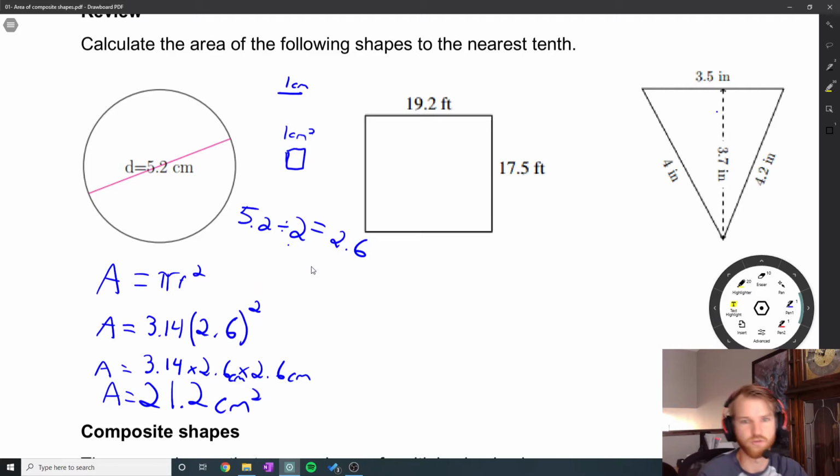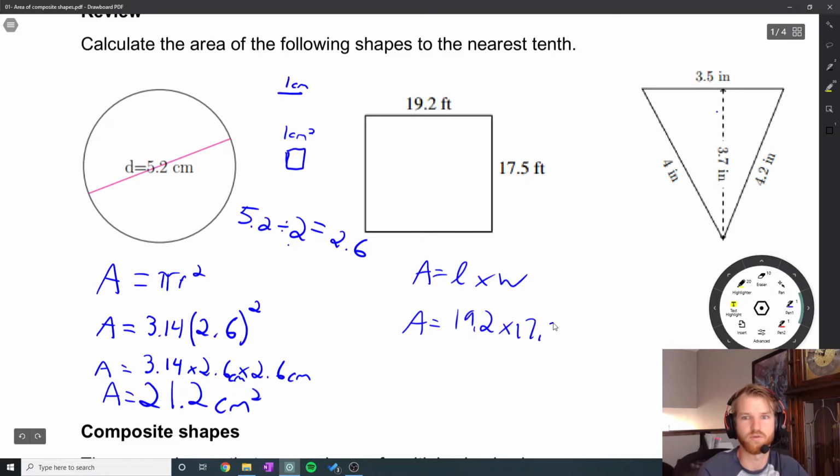Okay, so I went a little slow through that example. I'll go through faster on the next one. Okay, rectangle, the area is equal to length times width. And it doesn't matter which number you pick here. If you do this one first or that one first, it'll give you the same answer. So we're just going to say 19.2 times 17.5 in our calculator. So 19.2 times 17.5.